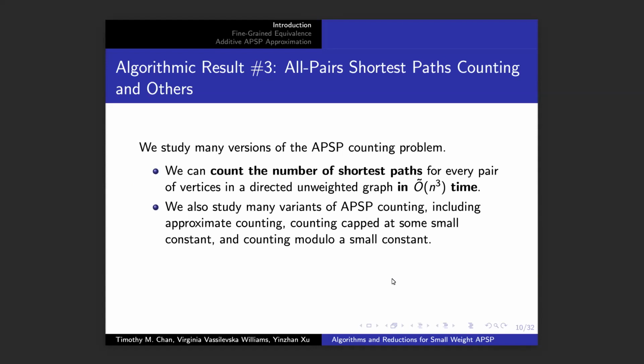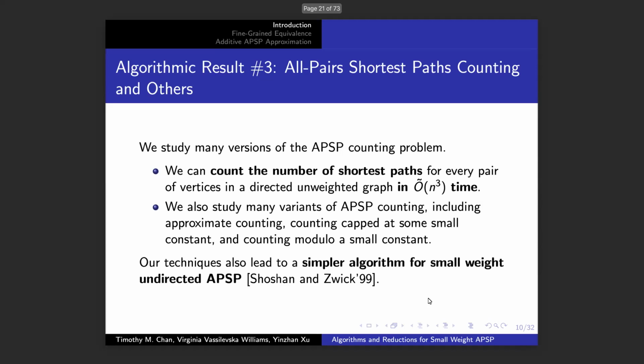We also have other algorithmic results. One line of them is the many versions of APSP counting. In particular, we can count the number of shortest paths exactly for every pair of vertices in a directed unweighted graph in roughly n^3 time. And we also studied many other variants of APSP counting as well. Notably, our techniques also lead to a simpler algorithm for small weight undirected APSP, whose running time is roughly n^omega, by Shoshan and Zwick.